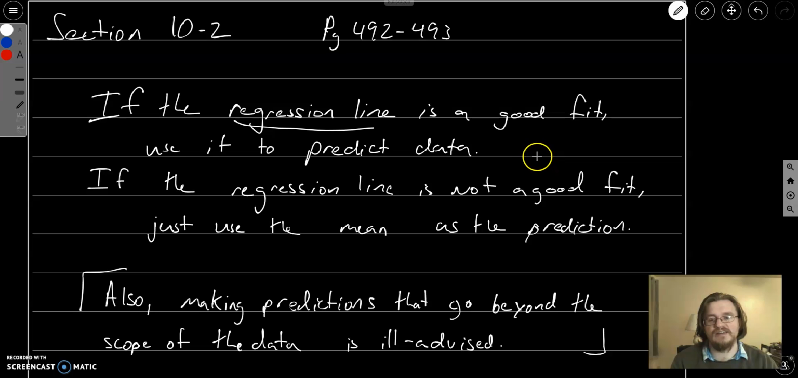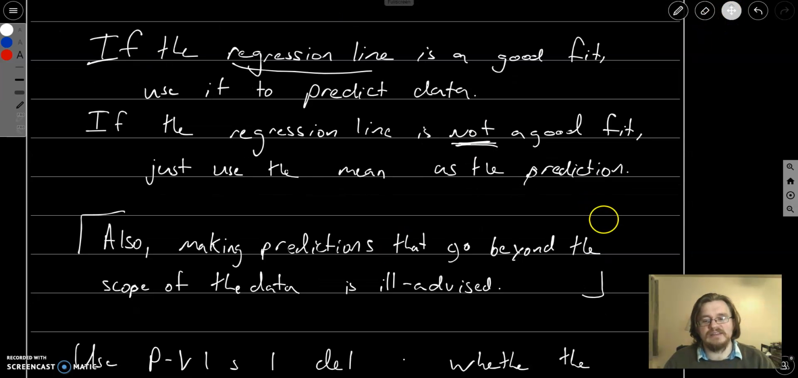Remember that the regression line is going to be something like y is equal to b naught plus b1 times x. So if you know x, you can plug it into the equation. You've got your y, and we can predict it. If the regression line is not a good fit, then we don't really want to use it. Here, the best prediction that we can use for data that we don't know much about is just going to be the mean. If I had to predict the value of y, the mean of our sample is always going to be a pretty good predictor.